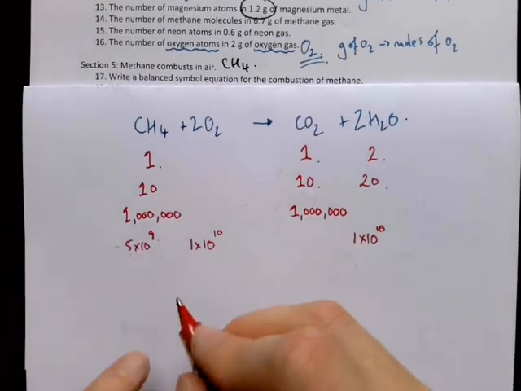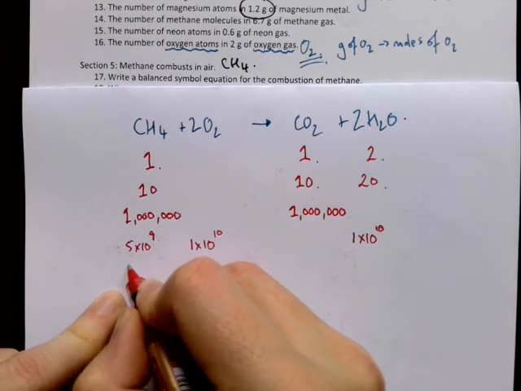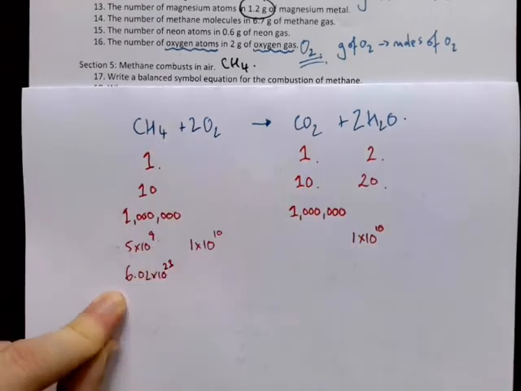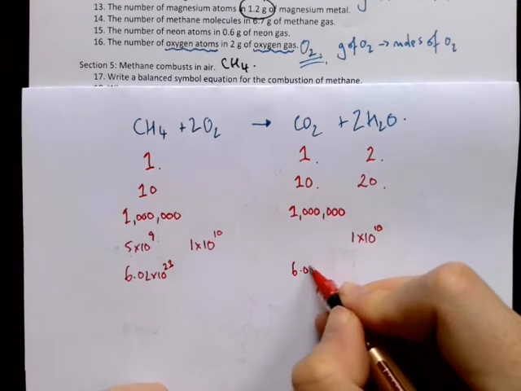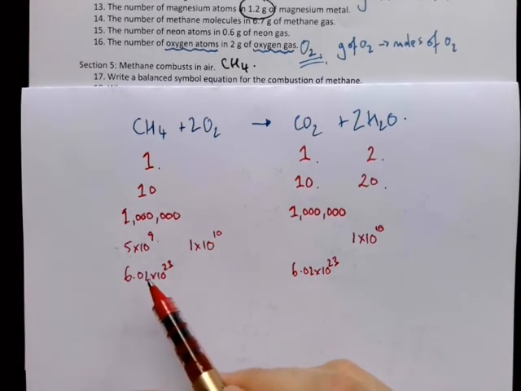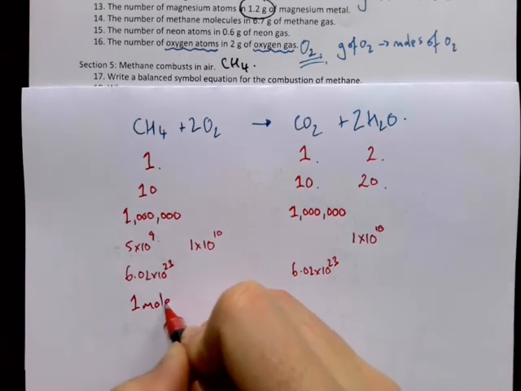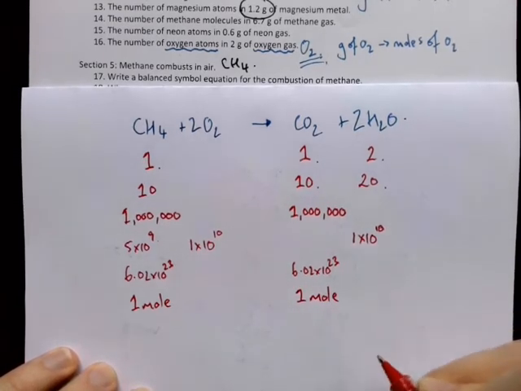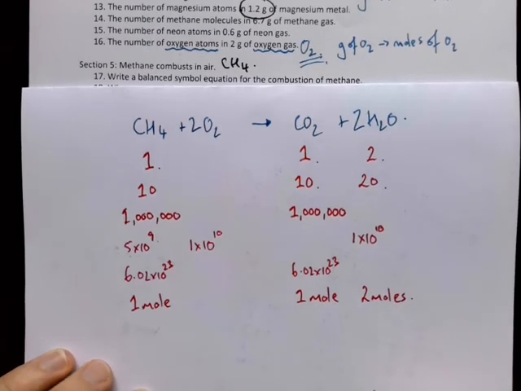Now, this is the interesting part. I could say, if I start with 6.02 times 10 to the 23 molecules of methane, how many molecules of carbon dioxide will I make? Well, I'll make 6.02 times 10 to the 23 molecules. But I've got another name for this. It's 1 mole. So I know that if I have 1 mole of methane, I will make 1 mole of carbon dioxide, and I'll make 2 moles of water.